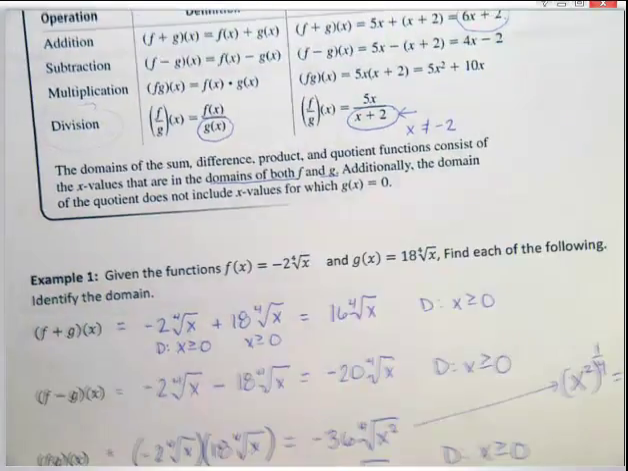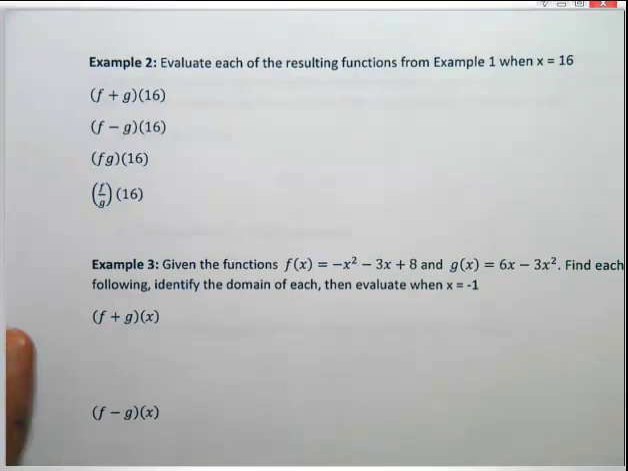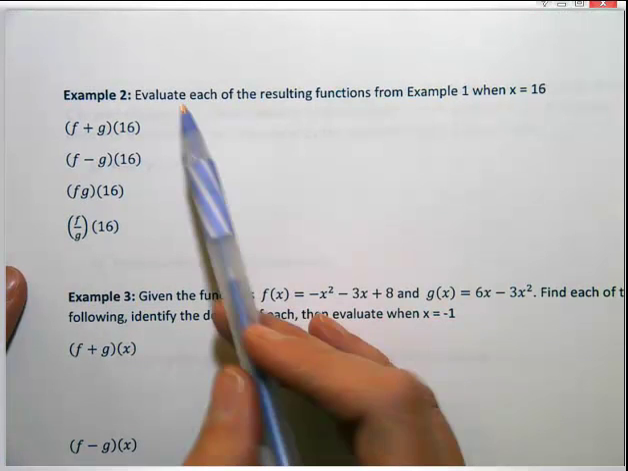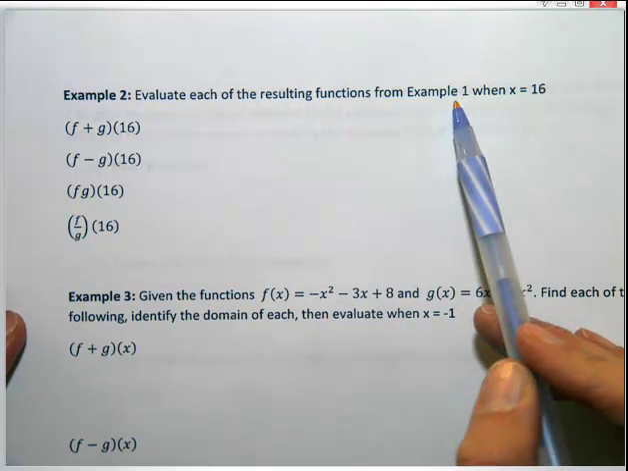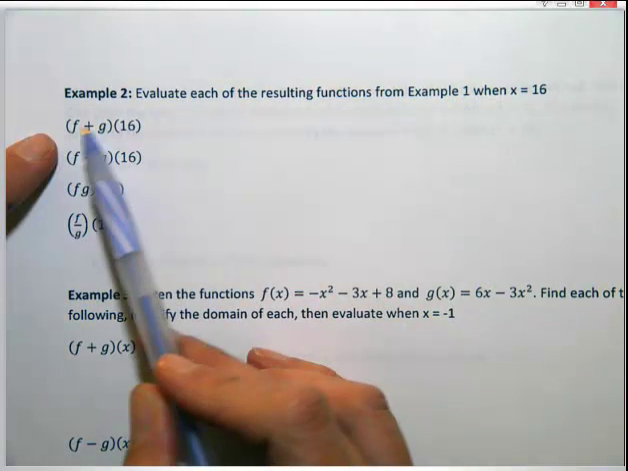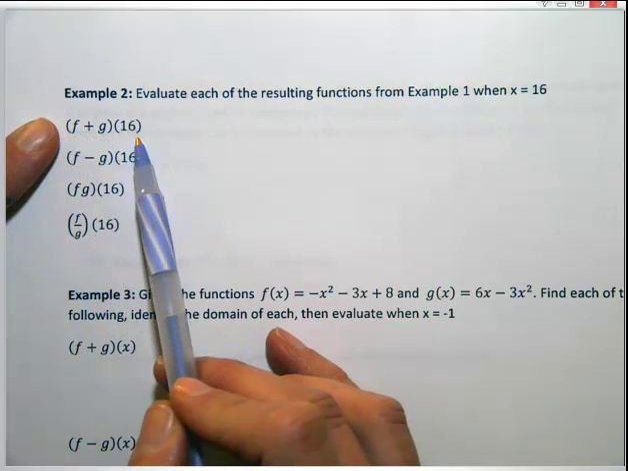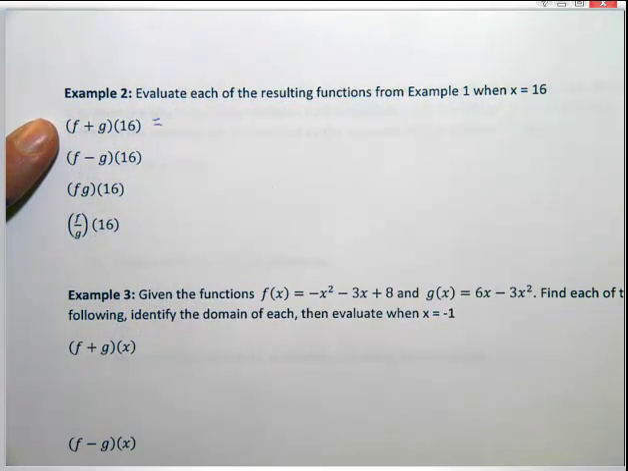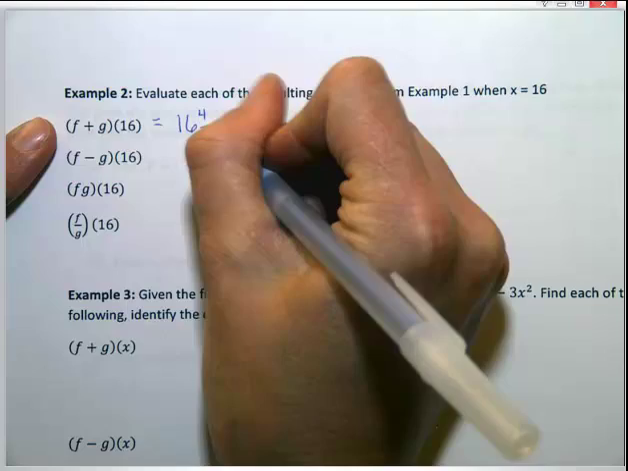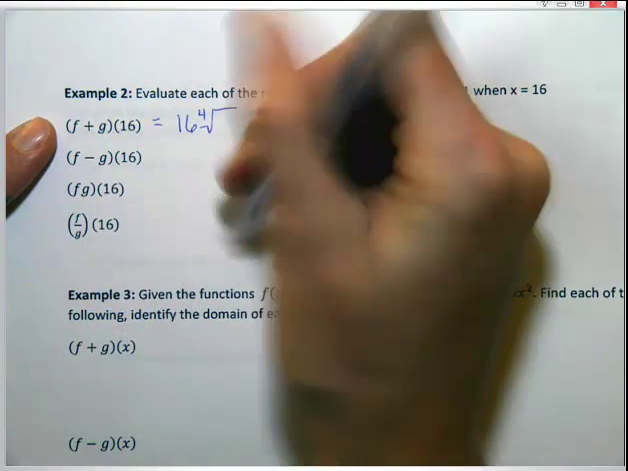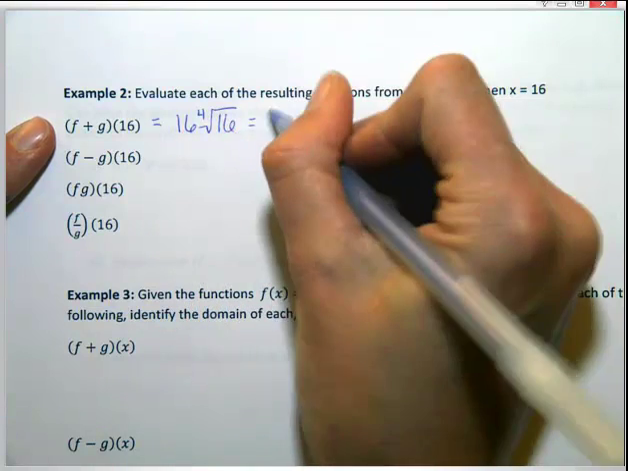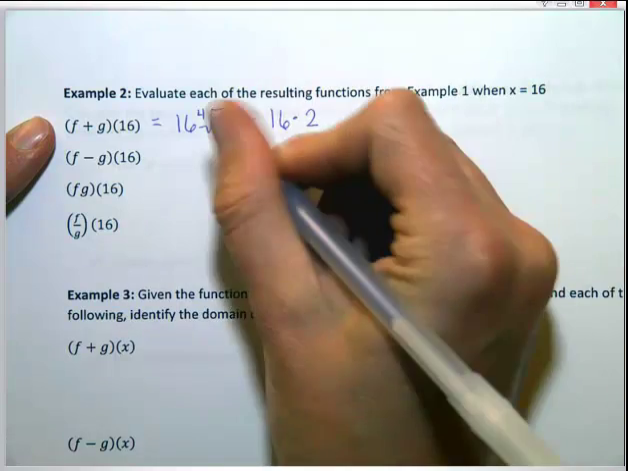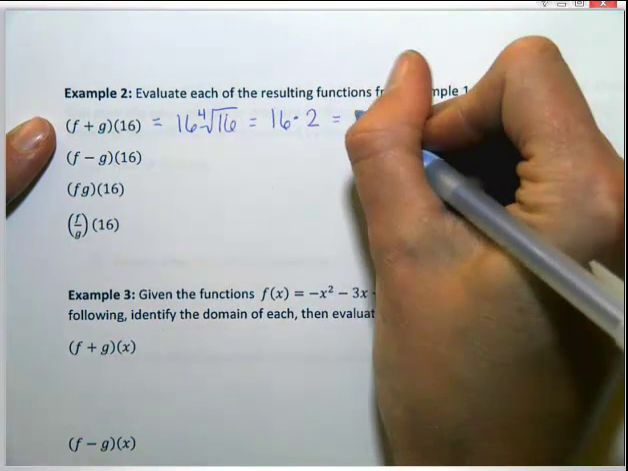Okay, moving on. We're going to use all of these functions to evaluate. Remember, evaluate means find the value of each of the resulting functions from example 1 when x is 16. So we're going to find what is f plus g of 16. So what that means is we're going to take our function that we got from f plus g, which was 16 fourth root of x, and instead of x, I'm going to substitute in 16. So 16 times the fourth root of 16 is the same as 16 times 2, because the fourth root of 16 is 2, and then 16 times 2 is 32.